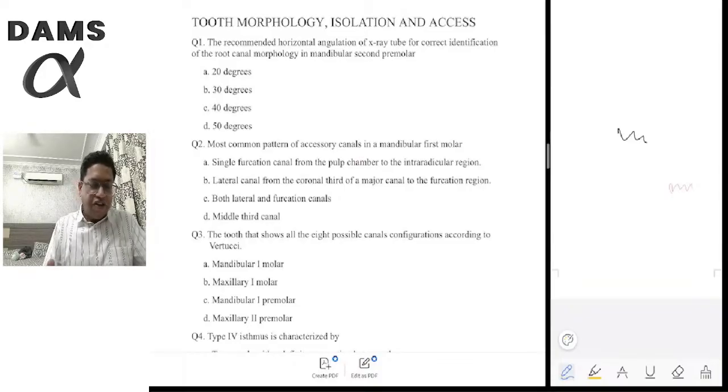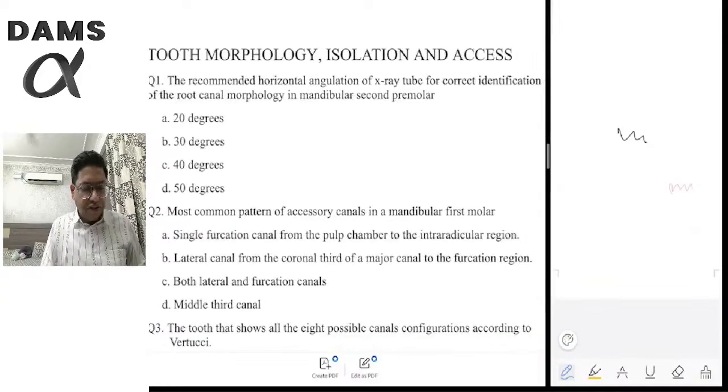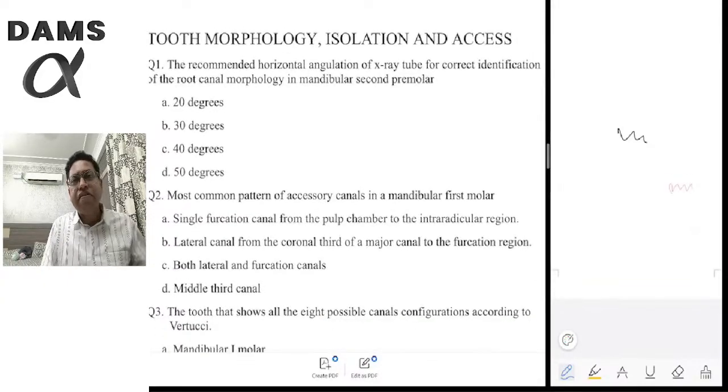So let us start with the Q&A session today, and as displayed on your screens, question number 1. So basically the fundamentals of tooth preparation and access cavities we would be focusing upon. The recommended horizontal angulation of X-ray tube for correct identification of the root canal morphology in mandibular second premolar is... It is asking about the horizontal angulation of the X-ray tube cone. 20 degrees, 30 degrees, 40 or 50 degrees.